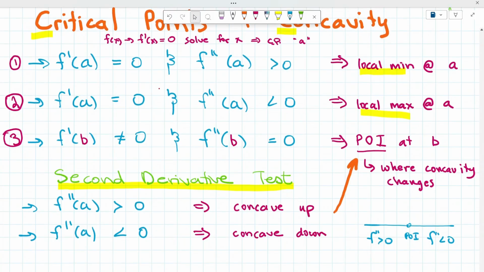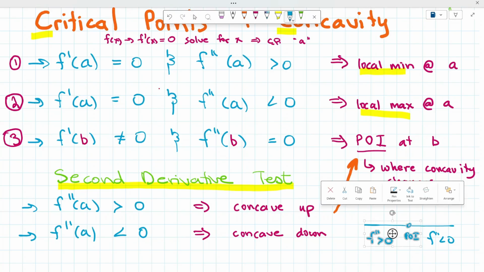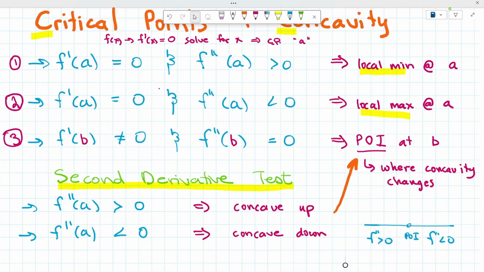And last thing, it also helps us determine whether we have maxima or minima. Sorry, I misspoke there. Not our point of inflection, our second derivative test. So if our function is concave up, that means that we have a minimum. And if our function is concave down, that means that we have a maximum at that point.